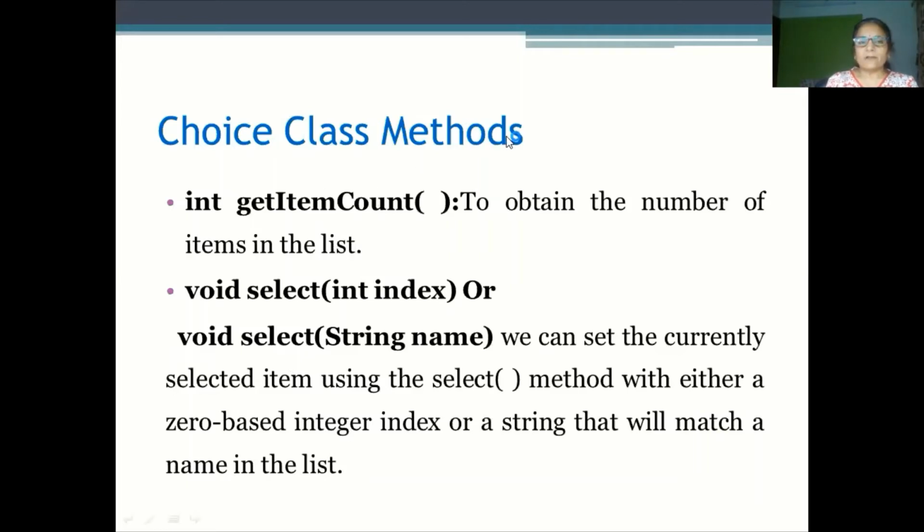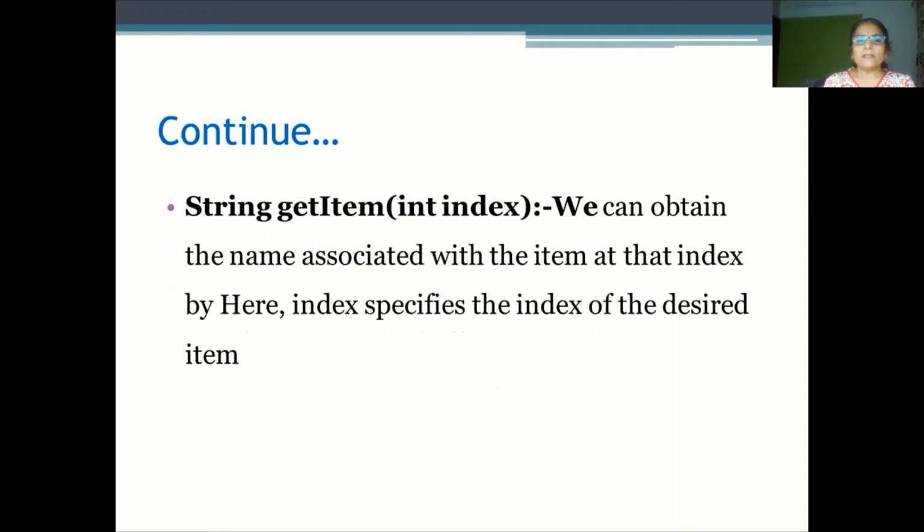Choice class methods, continuing. Int getItemCount: this method is used to return the number of entries in the list. select(int index) or select(String name). With select(int index), we write the index and it will highlight that name. With select(String name), we need to specify the name, and whichever name you write here should match the name in the list. String getItem(int index): this method is used to obtain the name associated with the specified index.